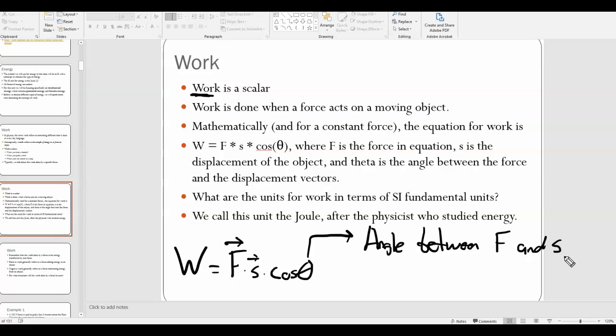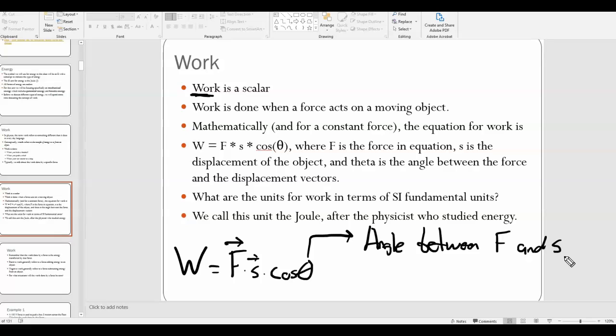Okay, so if force is a vector, that means you can draw it as an arrow. It has magnitude and direction. S is displacement. That's also a vector. That also has magnitude and direction. So if you were to draw out the force vector and the displacement vector, there is going to be an angle between those two, right? That's what theta is in the equation. Theta is the angle between the force and the displacement vectors.